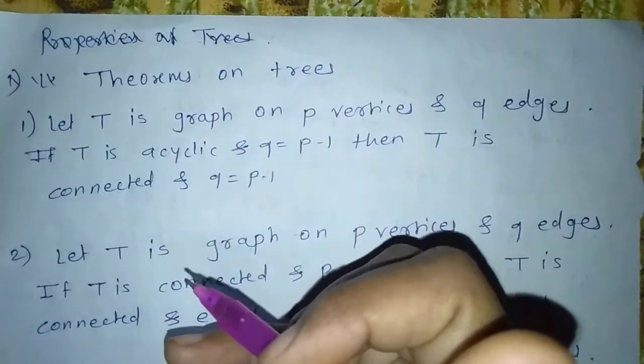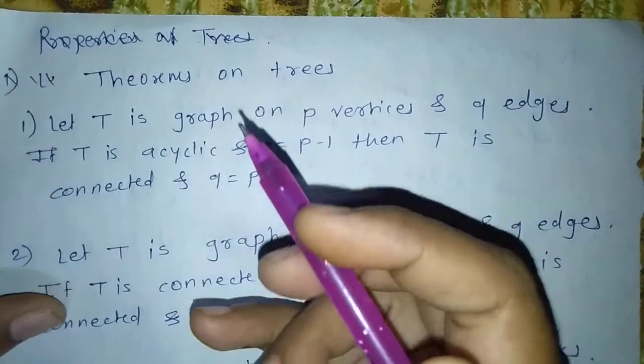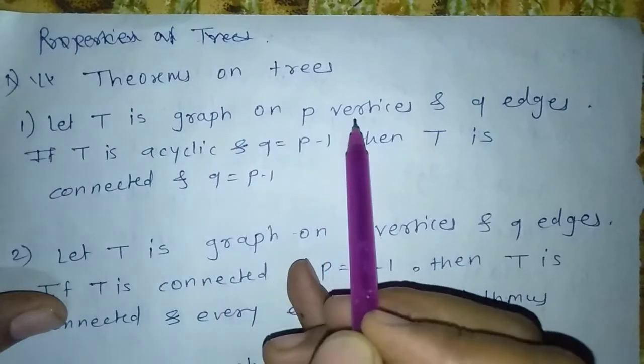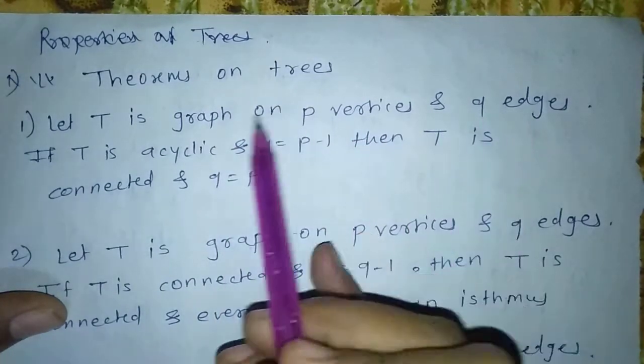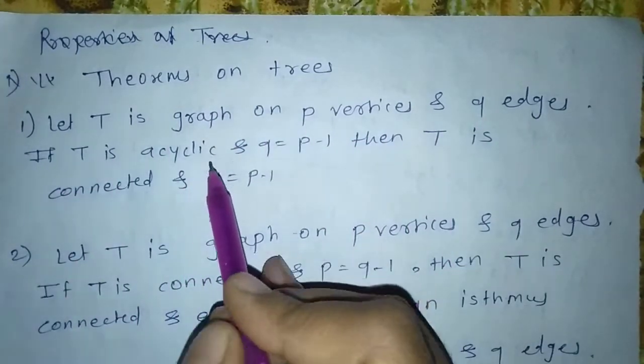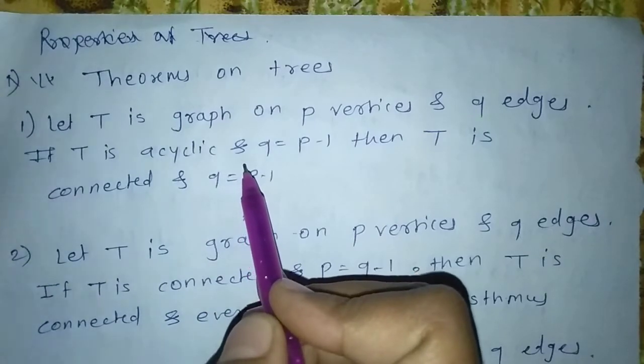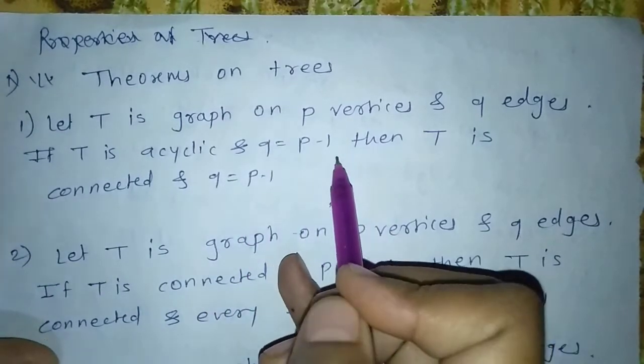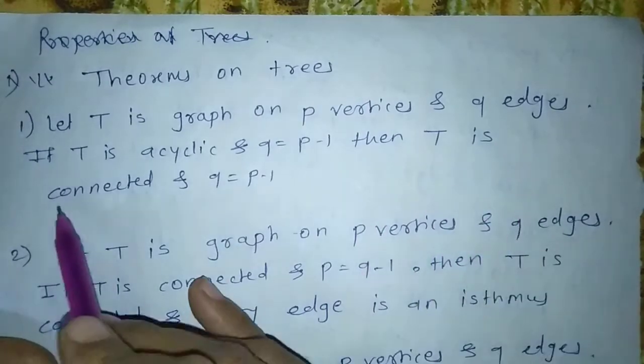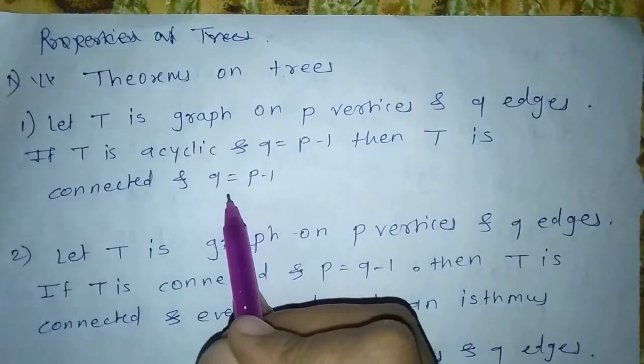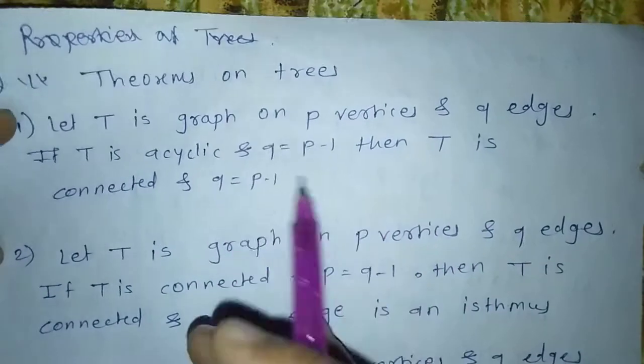Hello students. Next, theorems on trees. Let T be a graph on P vertices and Q edges. If T is acyclic, that means T is not cyclic, and Q is equal to P minus 1, then T is connected and Q is equal to P minus 1.